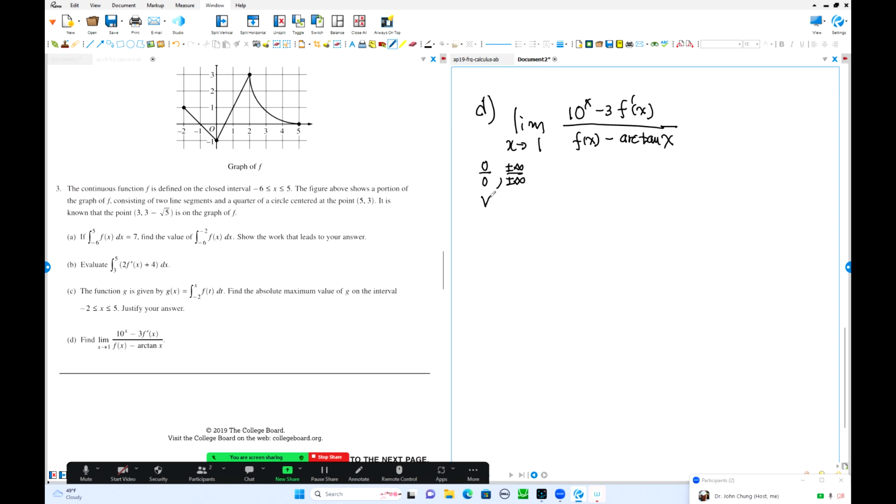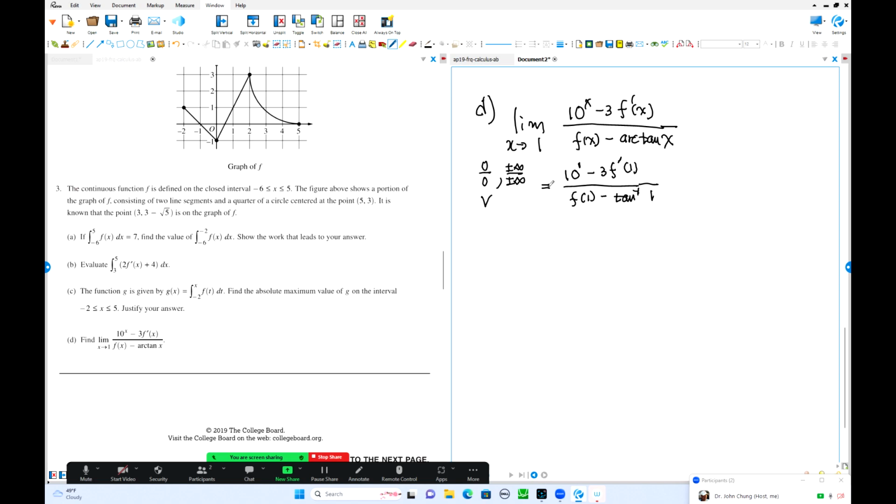First, we can check it out. Put this number there: 10 to the 1 minus 3 f prime 1, over x is 1, minus arctangent 1 there. Now check out the numerator first. Also, the denominator can be 0 or not, we don't know, right? So what is the numerator first?